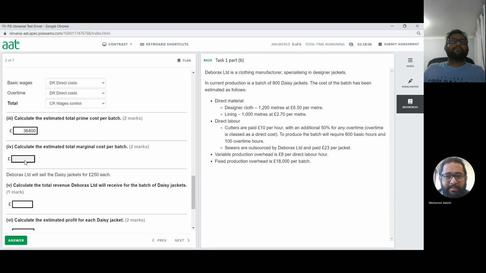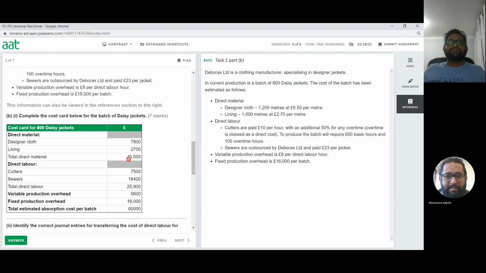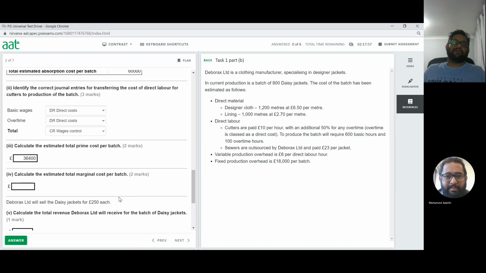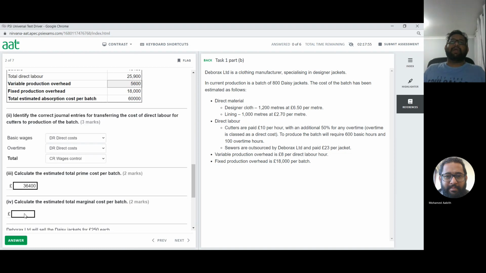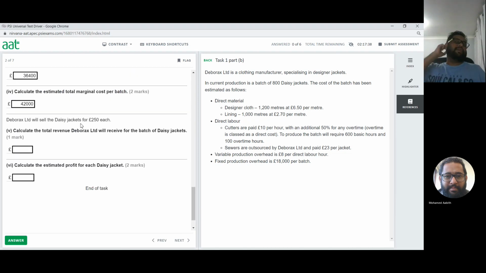They're asking you to calculate the marginal cost per batch. That means all your variable costs. That means your prime cost of these two plus this variable overhead, 5,600. If you add that together, it will give you 42,000 pounds. But I can also think about it as 60,000 minus this fixed production overhead, which is also 42,000, which is obviously your marginal cost. It's all your variable cost inclusive in there. But then we've done that now. Let's see the next part.